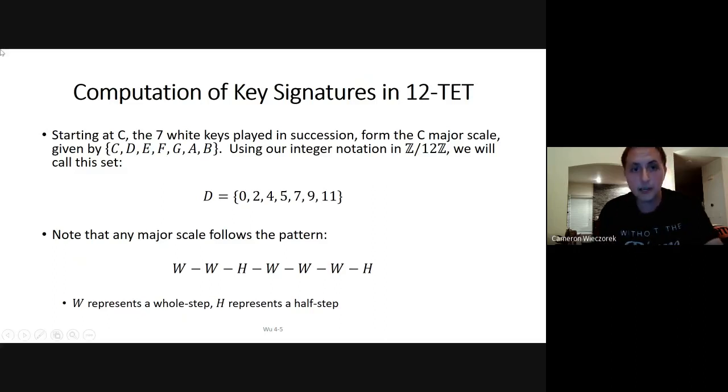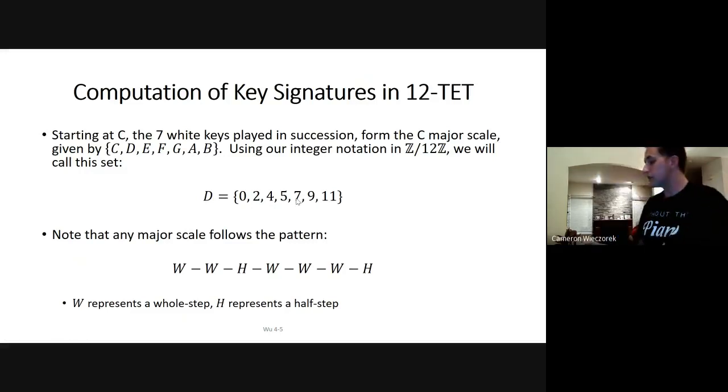The C major scale is C, D, E, F, G, A, B. And using our integer representation mod 12 from the previous slides, this would correspond to the integers 0, 2, 4, 5, 7, 9, and 11. And it sounds like this. I'll play the C major scale just so you can hear it.